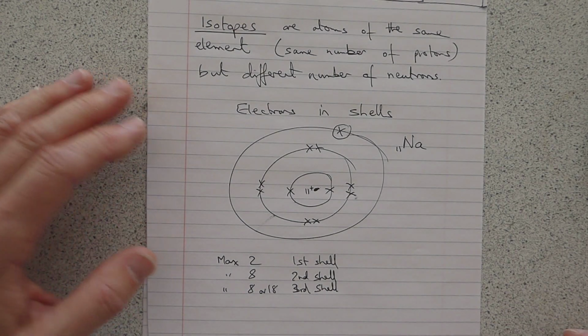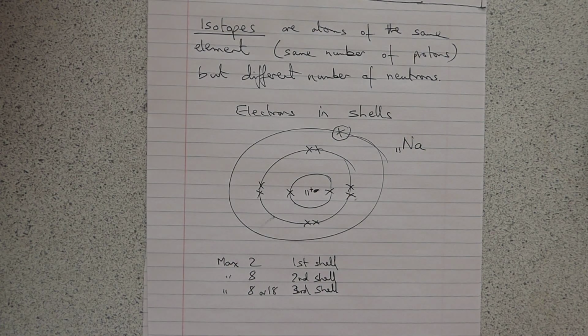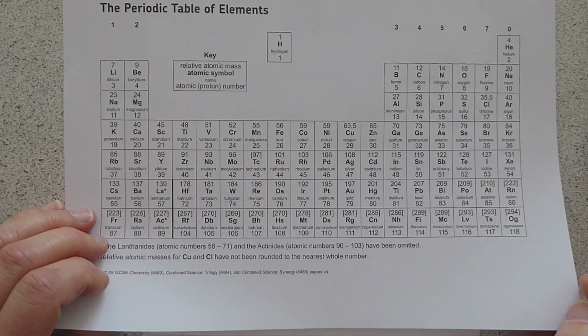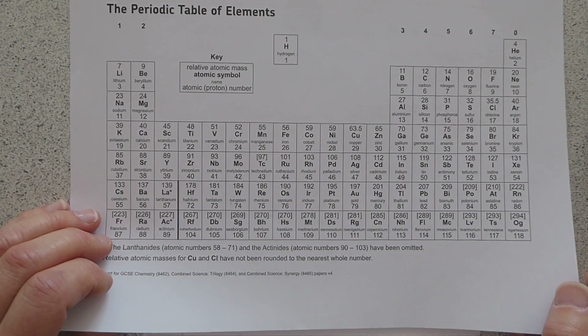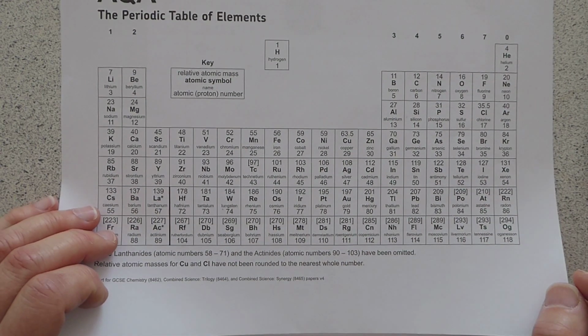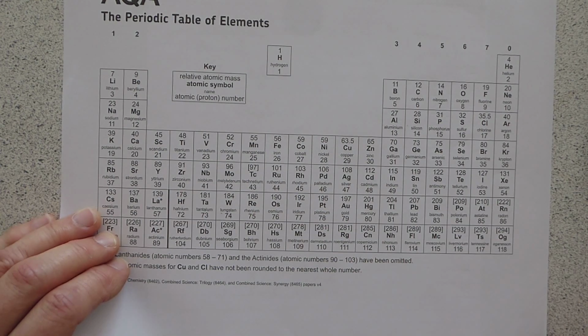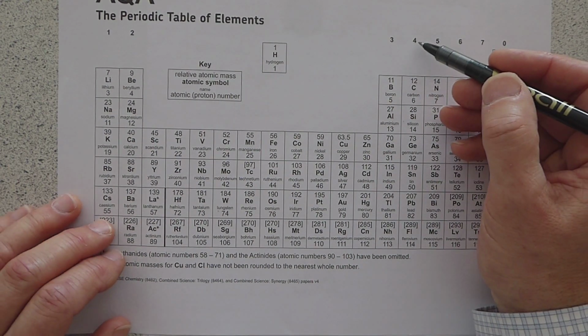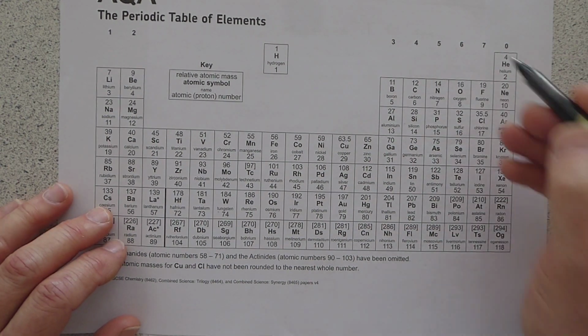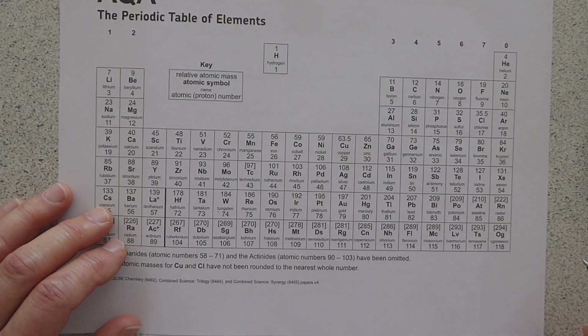Before I do, though, let's remember that when we have our periodic table, we can very quickly work out the arrangement of electrons in something, or the most important thing. We look at the group number, and that tells us how many electrons are in the outer shell. So carbon, group 4, 4 outer electrons. Fluorine, group 7, 7 outer electrons.